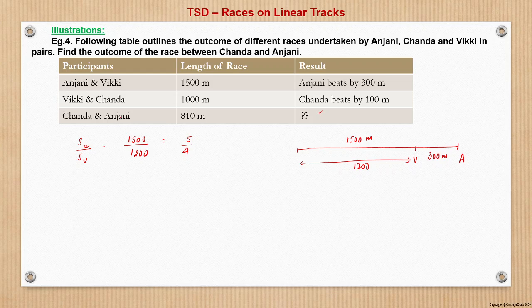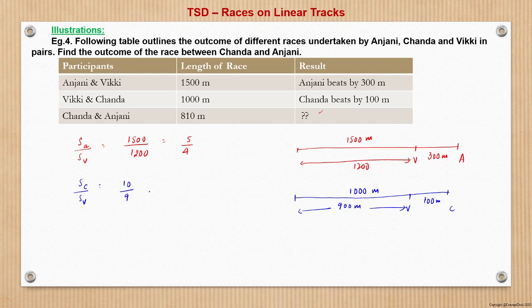Then the second case, Vicky and Chanda. It is a 1000-meter race and Chanda beats by 100 meters. So this is a 1000-meter race, and when Chanda reaches the dead end, at that time Vicky was somewhere behind, and this is 100 meters behind. So this distance becomes 900 meters, right? So therefore here we can deduce that the speed of Chanda to the speed of Vicky is 10 is to 9, right? And then finally the third case, which we'll have to find out.